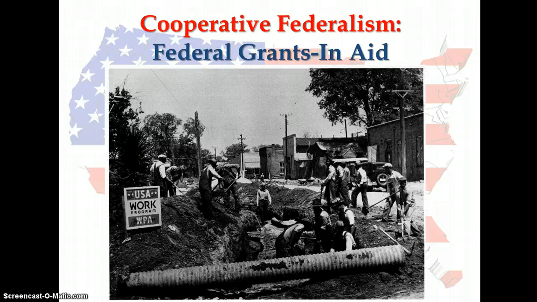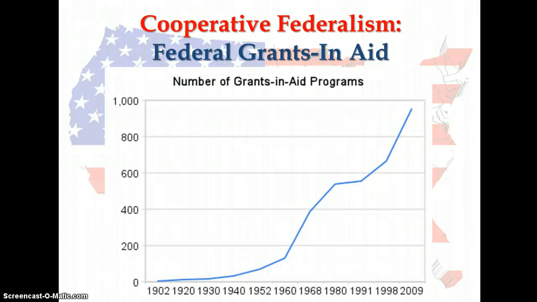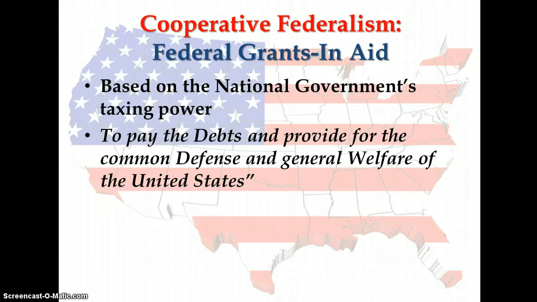Since then, Congress has set up hundreds of grants and aids programs. In fact, more than 500 are now in operation. Dozens of programs function in a variety of areas: in education, mass transit, highway construction, healthcare, on-the-job training, and many others. Grants and aid are based on the national government's taxing power. The Constitution gives Congress that power in order, quote, to pay the debts and provide for the common defense and general welfare of the United States, end quote. Article 1, Section 8, Clause 1.